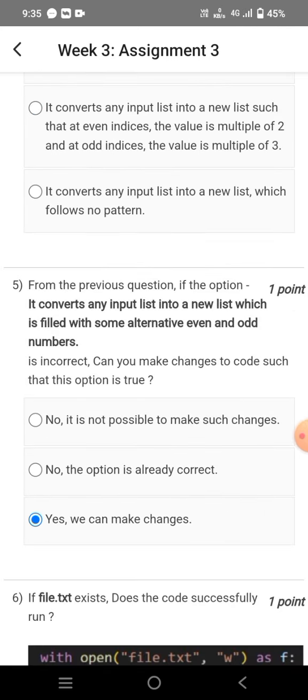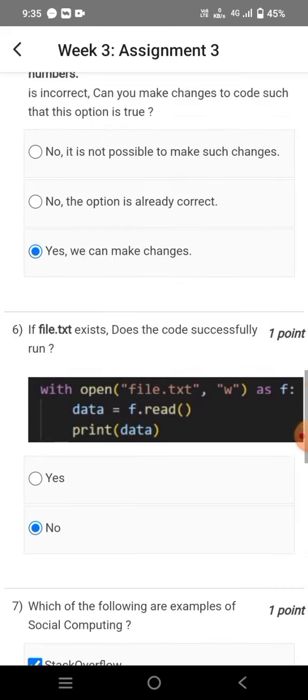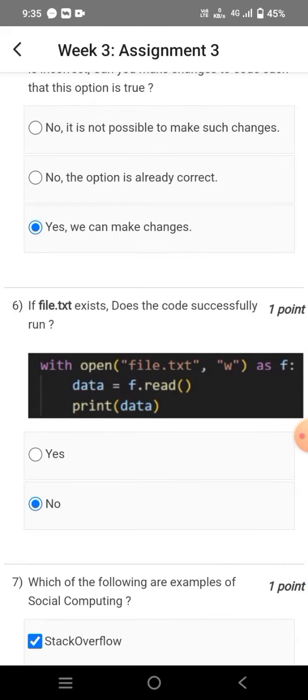Question fifth, the answer will be option C. Yes, we can make changes. Question sixth, the answer will be option B. That is no.